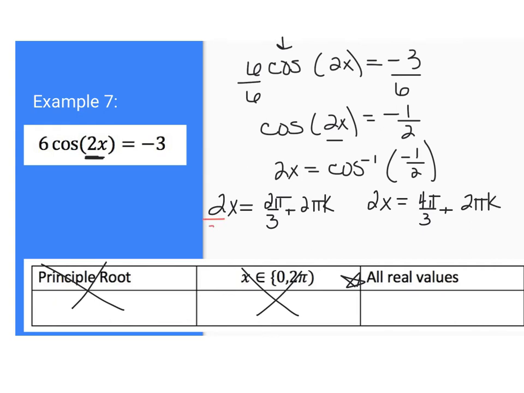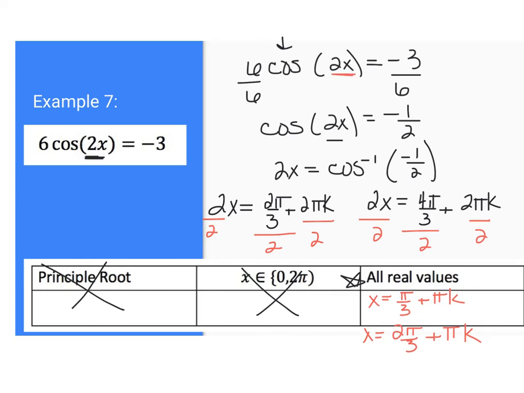That's what 2x equals. So if I want to figure out what x equals, I have to divide everything by 2. So now my answer for all real numbers is actually pi over 3 plus pi k and 2 pi over 3 plus pi k. That's what happens when I divide both of those values by 2. When you think about this 2, that's increasing the multiplicity, so your answers are going to be twice as close as they used to be.